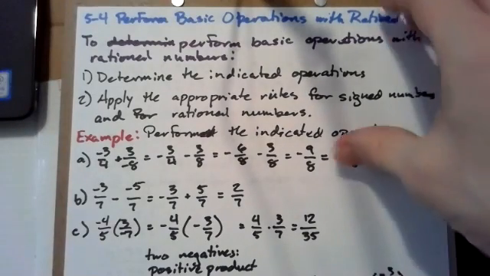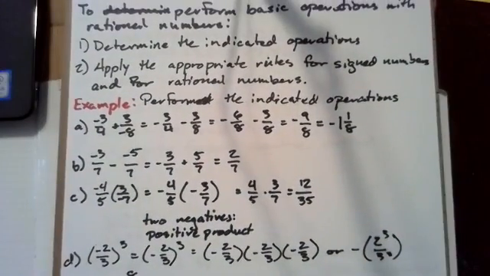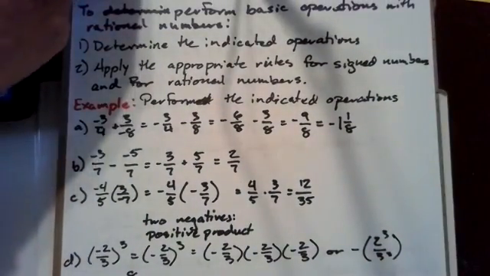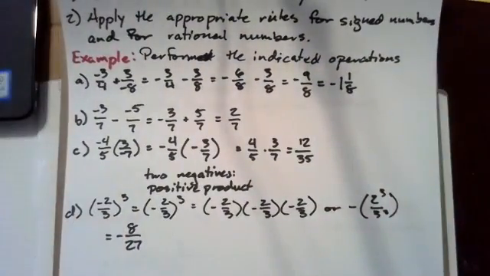For C, negative 4/5 times 3 over negative 7 is negative 4/5 times negative 3/7. They're both negative, so the solution will be positive. That's 4/5 times 3/7, which is 12/35.